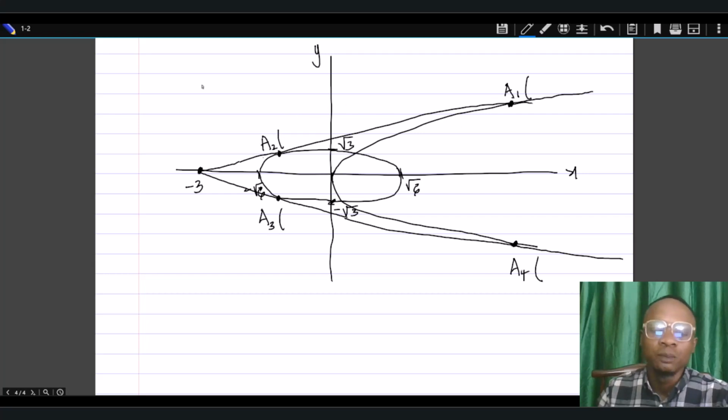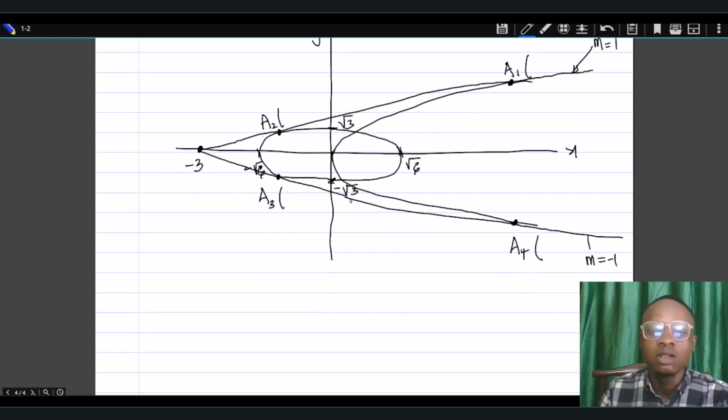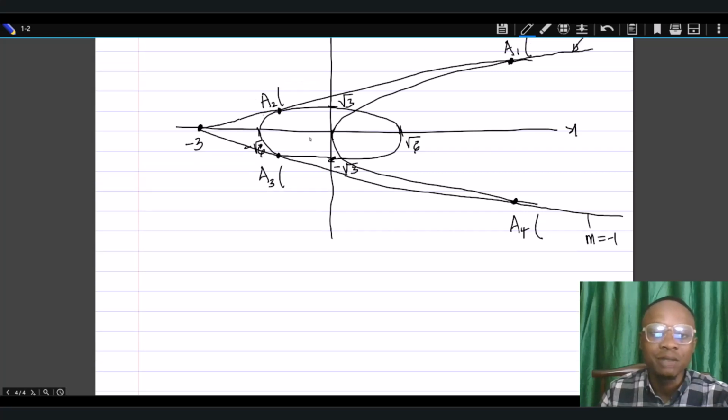So we should now find out what the coordinates of these points are. That is, where does this tangent of slope m meet the parabola, and where does it meet the ellipse? We know this one has m equal to 1, and this is the one that has negative slope, m equal to minus 1. So we now find out what the point of intersection will be with this ellipse and also with this parabola.